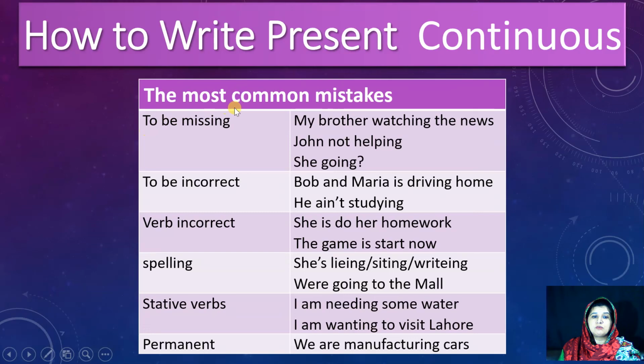Okay, let's see some of the most common mistakes which we make in present continuous tense. Sometimes to be is missing. For example, my brother watching the news. Is it correct? Yes, you are right. It's not correct. Here the helping verb is missing. So we should say my brother is watching the news. Next, John not helping. What is missing here? Yes, you are right. John is not helping.